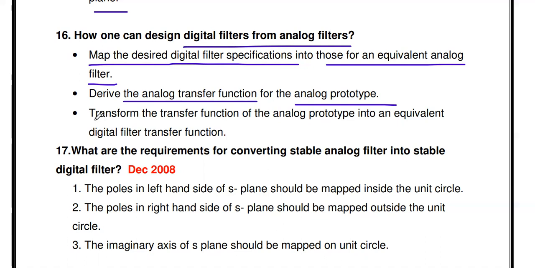Then the third step: we have to transform the transfer function of the analog prototype into the equivalent digital filter transfer function, that is, H(S) we have to convert into H(Z) using various transformation techniques like the impulse invariant method and bilinear transformation, etc. These are the steps to be followed in order to design a digital filter from analog.